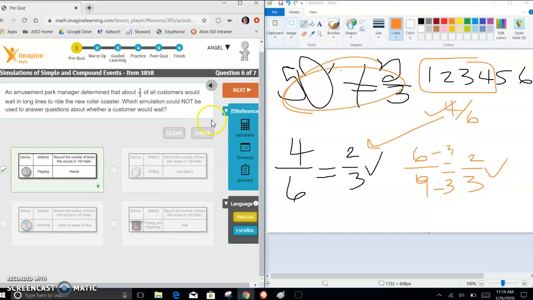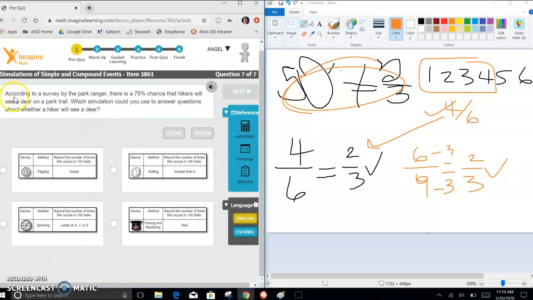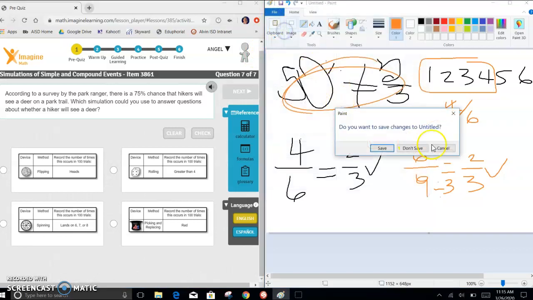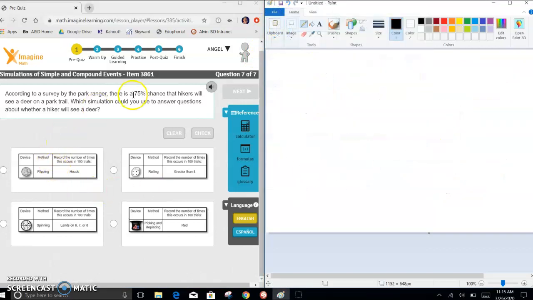50%, check. Last question. According to a survey by the park ranger, there's a 75% chance that hikers will see a deer on a park trail. Which simulation could you use to answer the questions about whether a hiker will see a deer? So let me clear off my canvas over here. And 75%, that is equal to 3 out of 4.